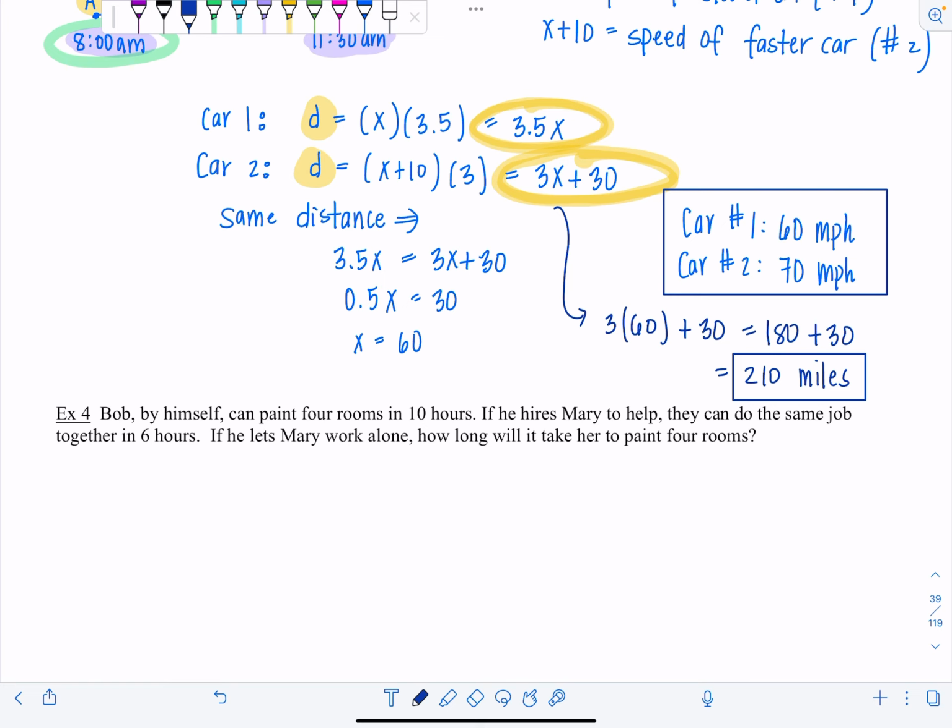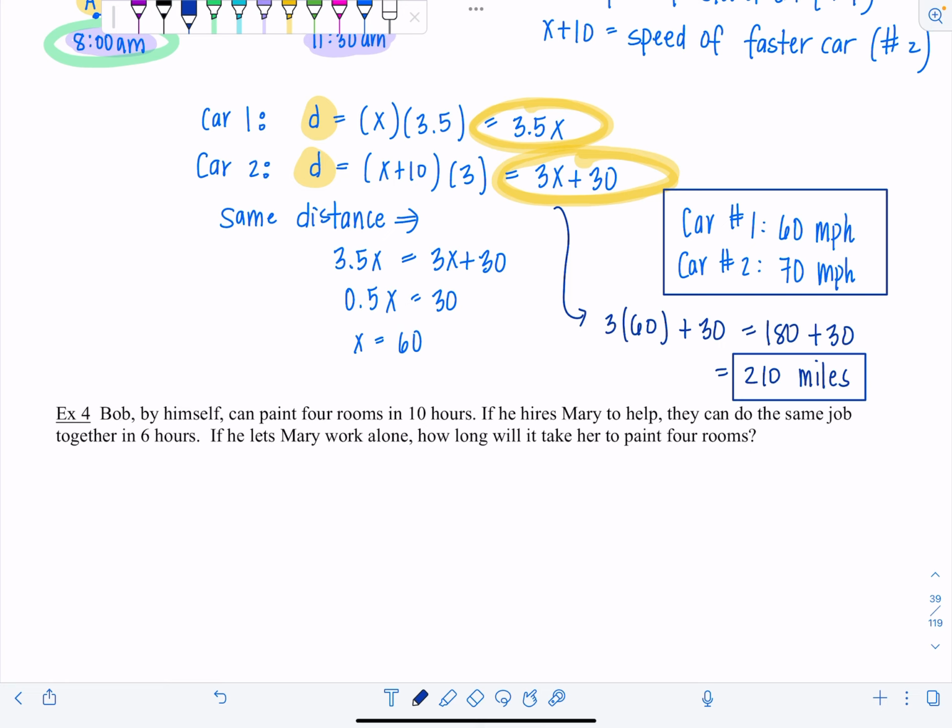Last one. These are some of my favorite. I like to call them work problems because they describe tasks or jobs that need to be done. Okay, constant rate job, whatever. So Bob by himself can paint 4 rooms in 10 hours. What a champion, Bob. Okay, if he hires Mary to help, they can do the same job together in 6 hours. Ooh la la. If he lets Mary work alone, how long will it take her to paint 4 rooms? So don't stress about the fact that there's 4 rooms. That's really just in there to maybe mess with you.